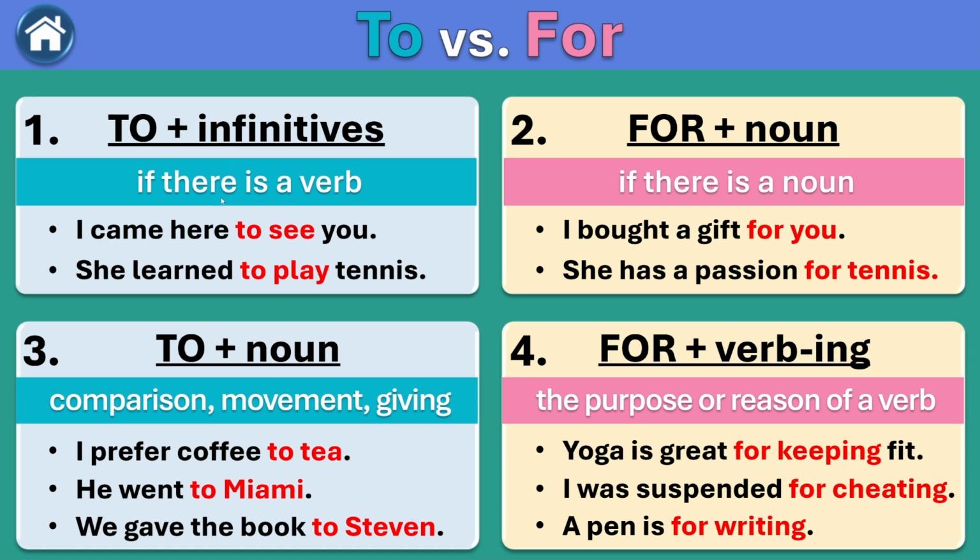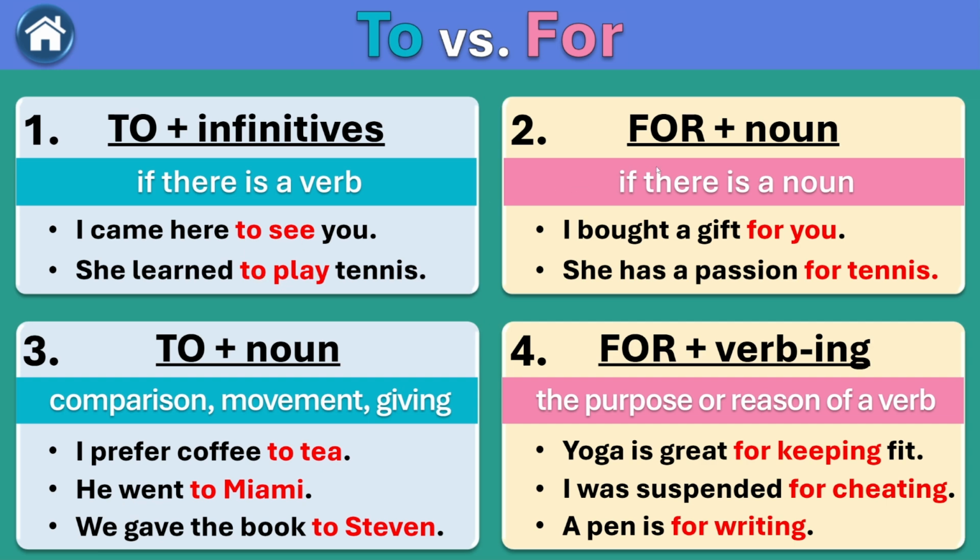So we're going to use to when it comes before a verb. We call this the infinitive form. For example, I came here to see you. So see is a verb. We're going to say to see. Or she learned to play tennis. So if there's a verb right after, you usually need to play, to see.